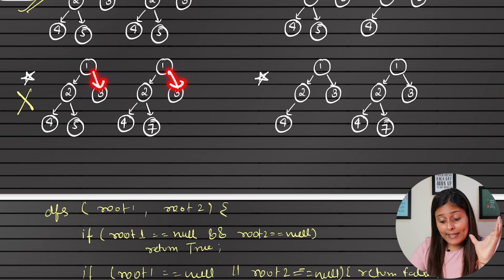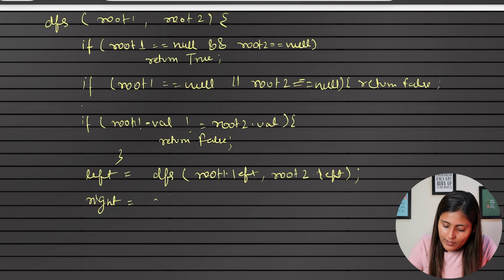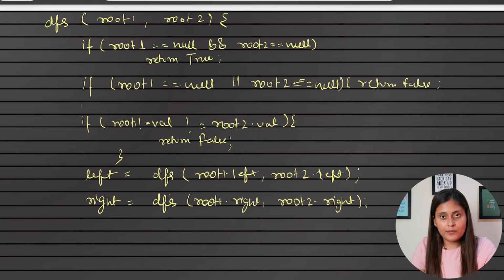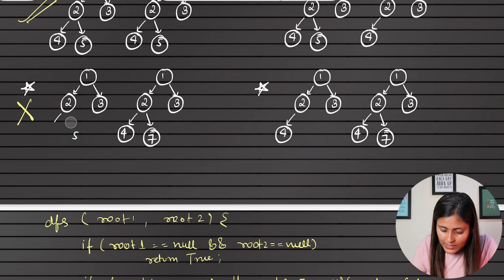Because now we want to check if 3 exists and if their values are also the same. Can I say that? So here what we will say, DFS, root 1 dot right we will send, root 2 dot right we will send. Done. Now think again. And the condition is, suppose this tree does not exist. Suppose this much does not exist.